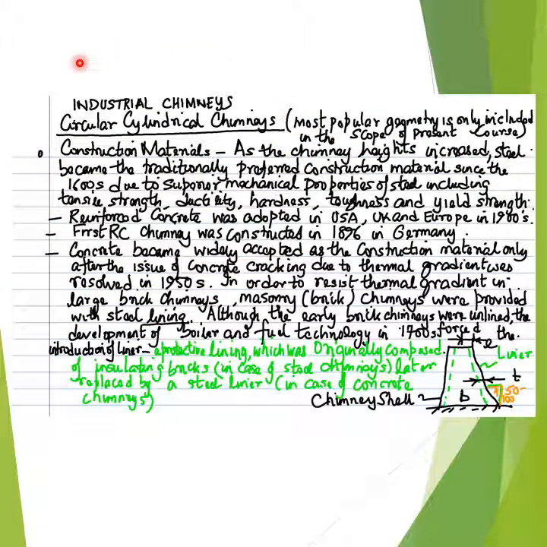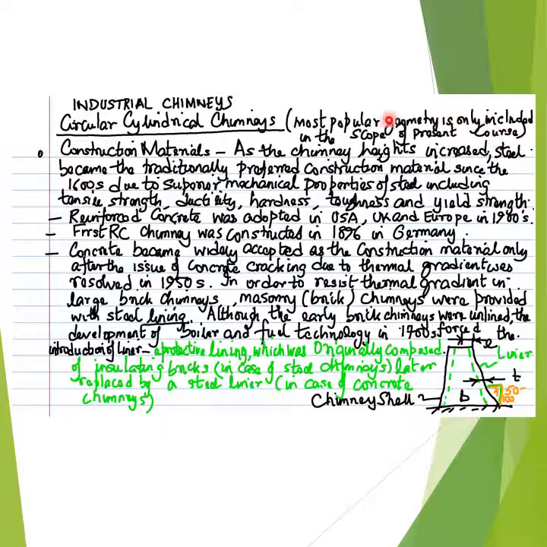Continuing our discussion on the historical review of the evolution of industrial chimneys, the most popular shape or geometry of industrial chimneys that have been constructed in practice in the industry is the circular cylindrical shape, which is the most popular geometry and is therefore the only type or geometry of the industrial chimneys that is included in the scope of the present course.